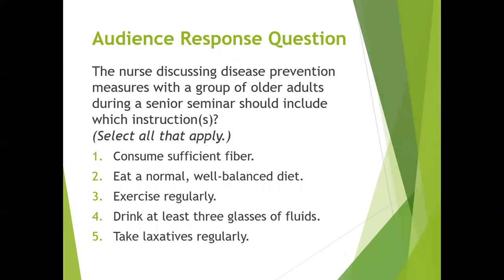Here's an audience response question. I will read the question and then give you a moment to think of your answer. The nurse discussing disease prevention measures with a group of older adults during a senior seminar should include which instructions? Select all that apply. 1. Consume sufficient fiber. 2. Eat a normal, well balanced diet. 3. Exercise regularly. 4. Drink at least 3 glasses of fluids. Or 5. Take laxatives regularly. Take just a moment to figure out which you would respond.